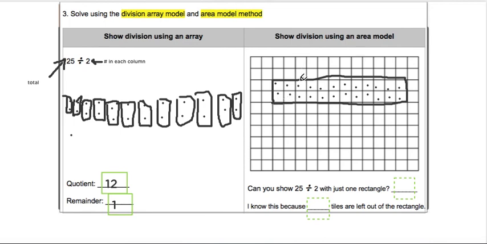We made 12 columns of 2, which is 24. How many are left over? Good job. 1 is left over. Can you show 25 divided by 2 with just 1 rectangle? No! I know this because tiles are left out of the rectangle. How many were left out of the rectangle? Good job. 1.